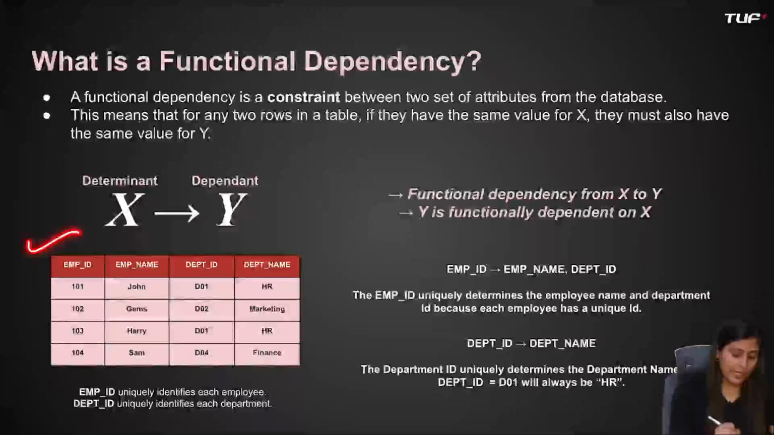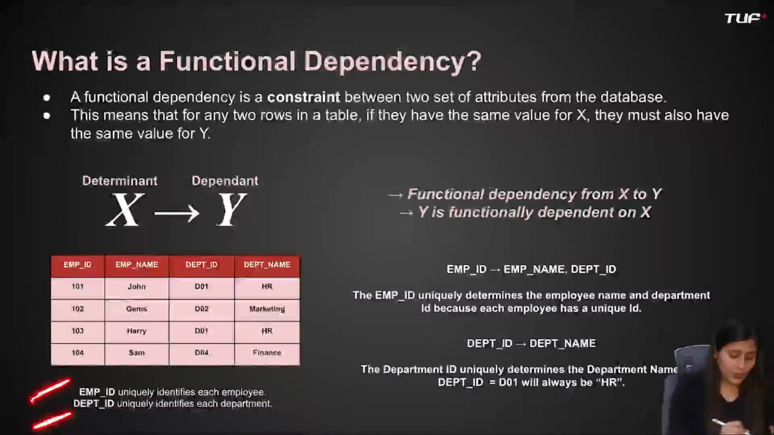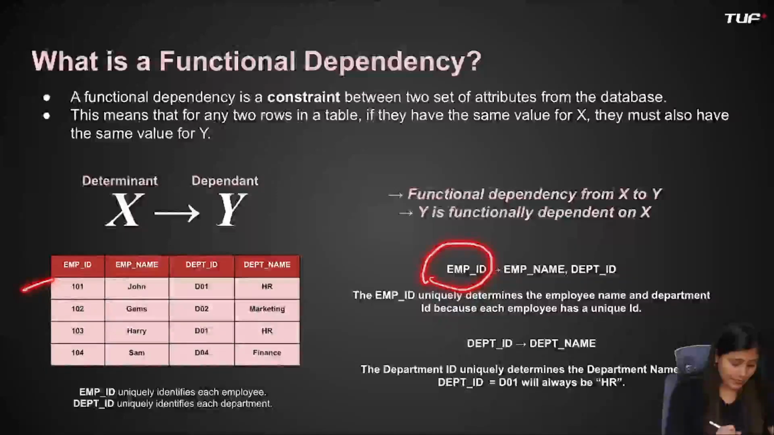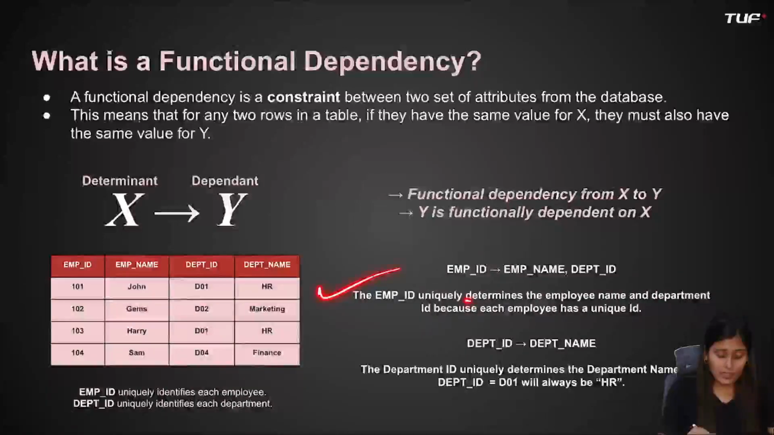Here we have employee ID, employee name, department ID and department name. This is our table where employee ID and department ID are unique, so they will be the primary key here. We can say employee ID defines employee name and department ID. It means if another row has the same employee ID 101, then the name and department ID will also be the same as before. It will again be John and D01, because employee ID defines name and department ID, right? Employee ID uniquely determines the employee name and department ID because each employee has a unique ID. So this is one of the functional dependencies.